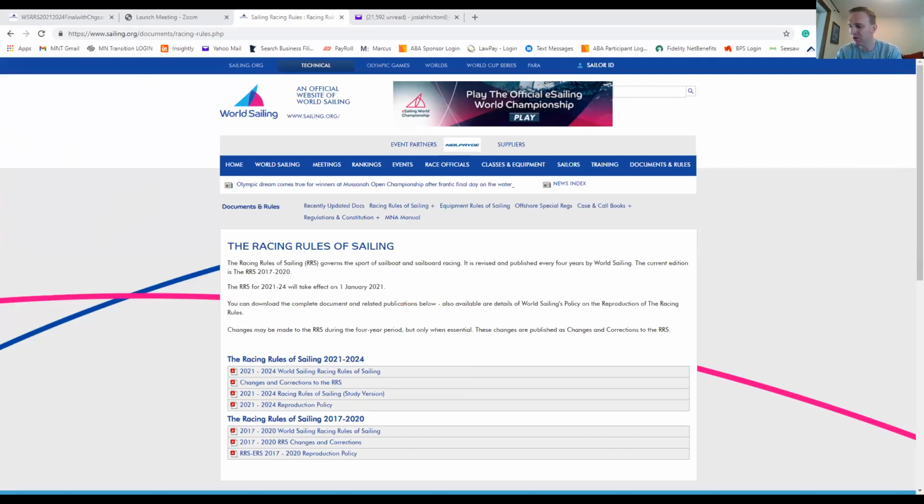So now we're going to talk about some terminology that we'll be using during the course, during the animations. And the first is starboard and port. If you're on starboard tack, the wind is hitting the right side of your boat, and you're on a port tack if the wind is hitting the left side of your boat.